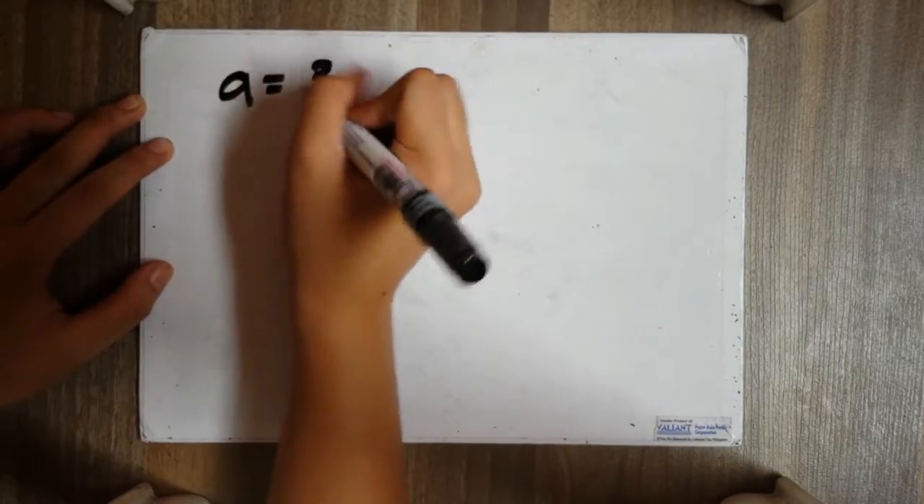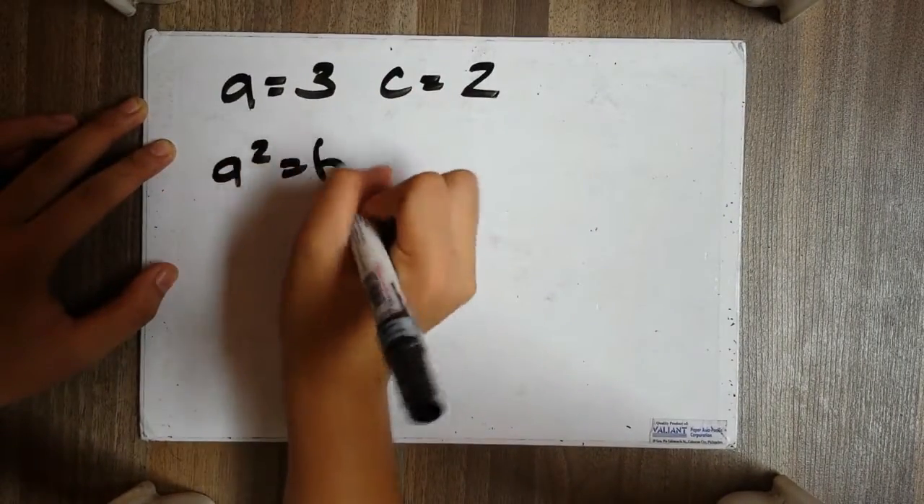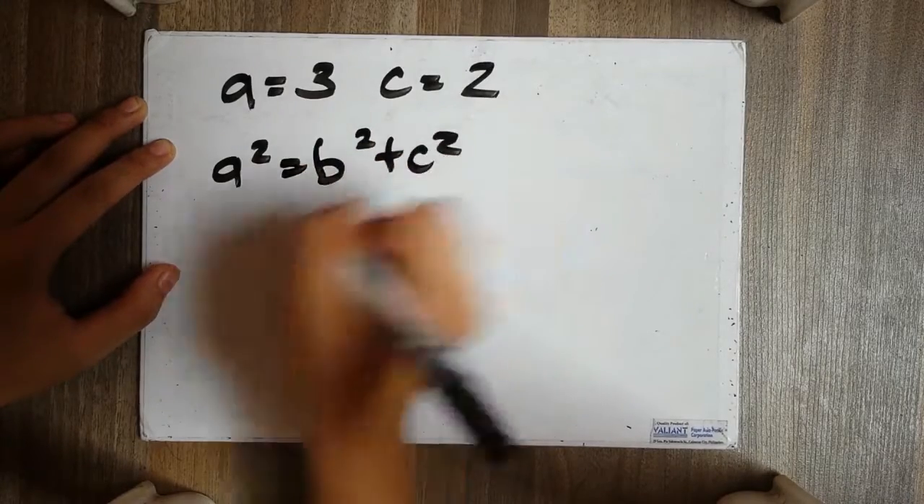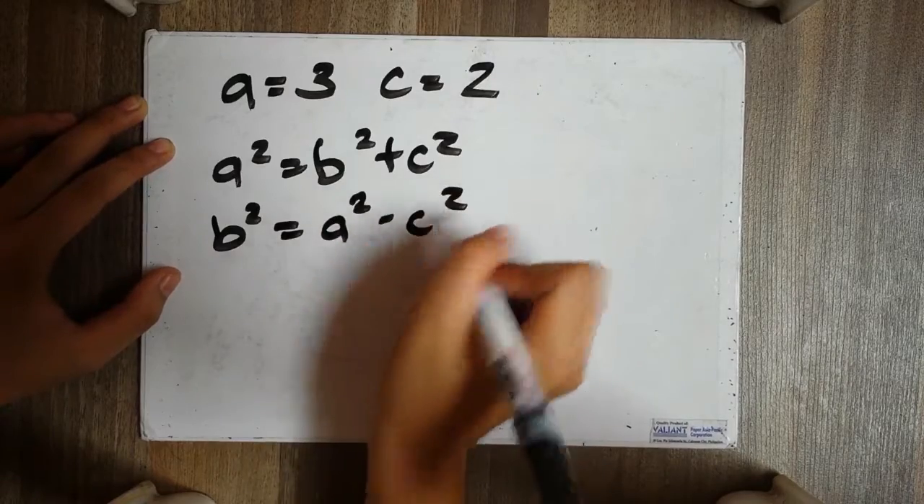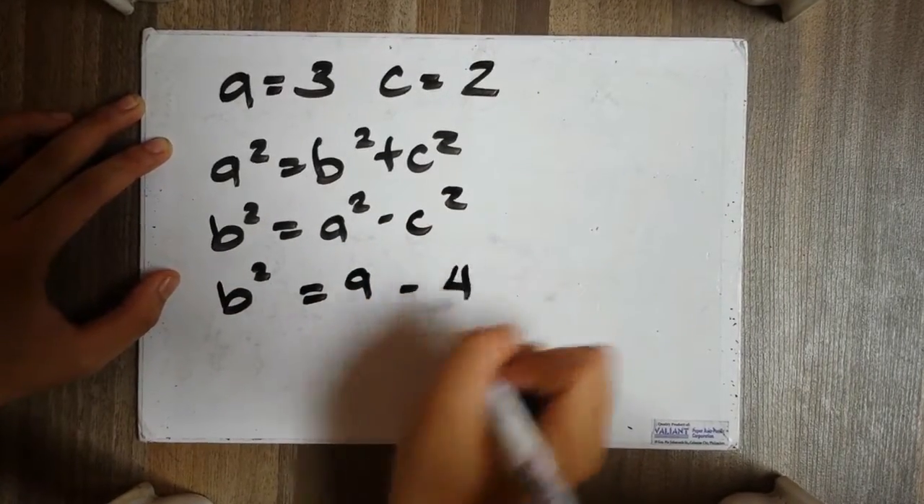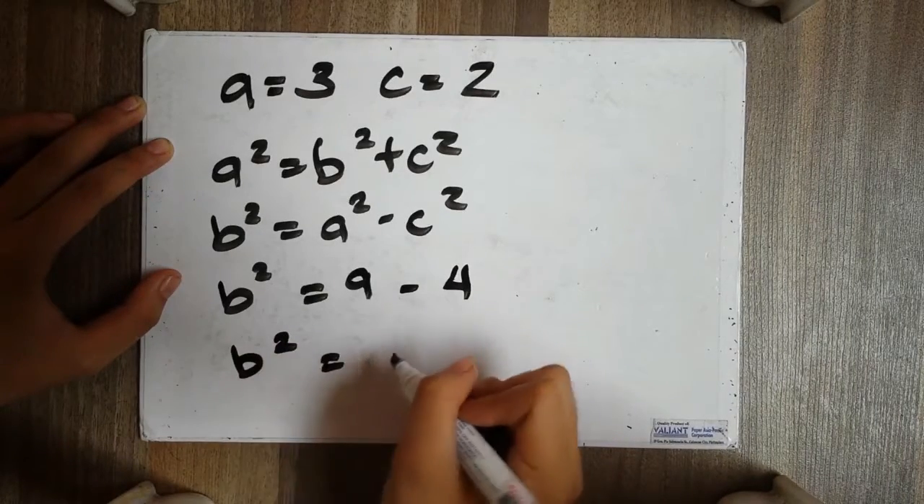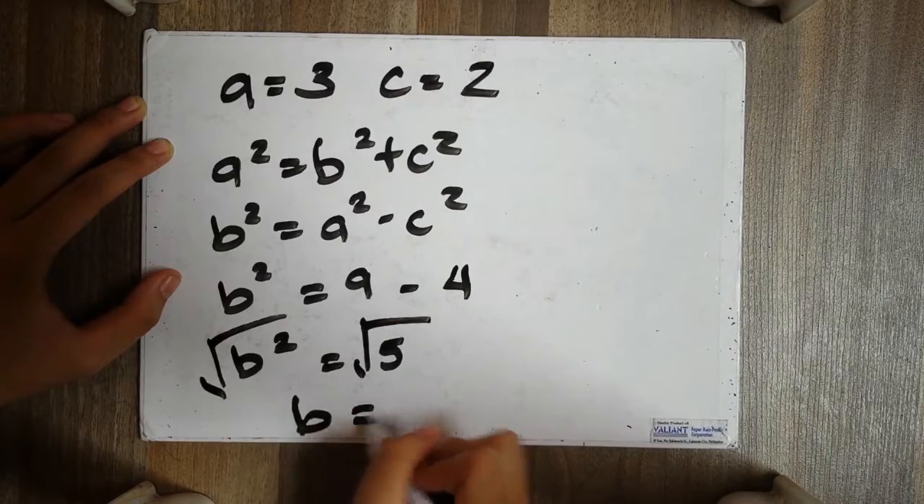Now that we know that a is equal to 3 and c is equal to 2, we once again use the formula a squared is equal to b squared plus c squared. Then we derive it to find b squared. b squared is then equal to a squared minus c squared, wherein b squared is equal to 3 squared minus 2 squared. So then b is equal to square root of 5.